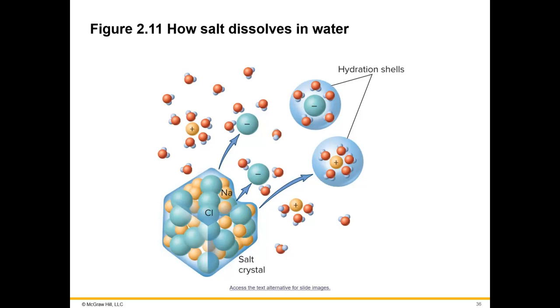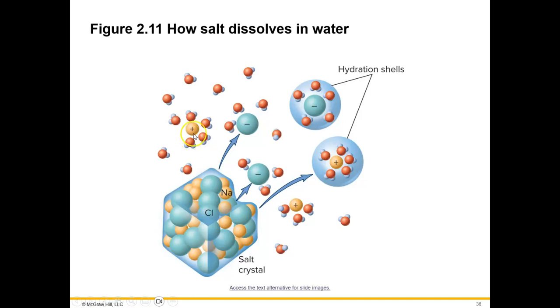Here's a look at how salt dissolves in water. Salt is also a polar molecule. We've got sodium ions and chloride ions that have come together into one molecule, sodium chloride. Once we add those to water, the partial charge of oxygen is going to be attracted to those sodium ions because sodium ions have this positive charge.